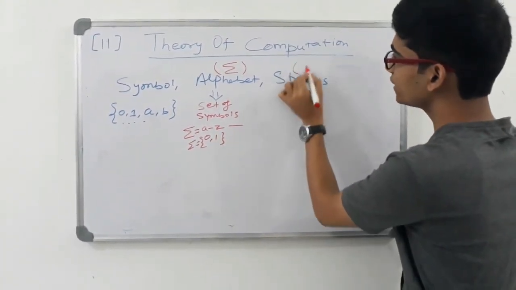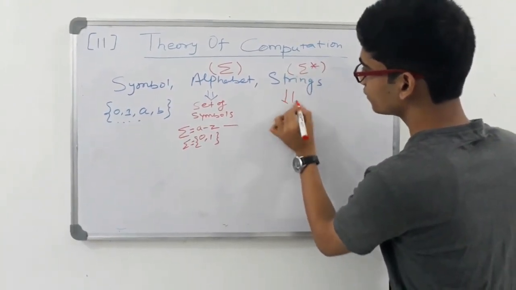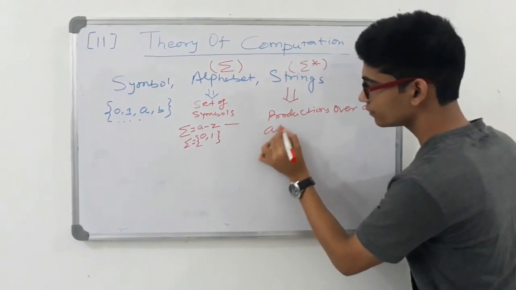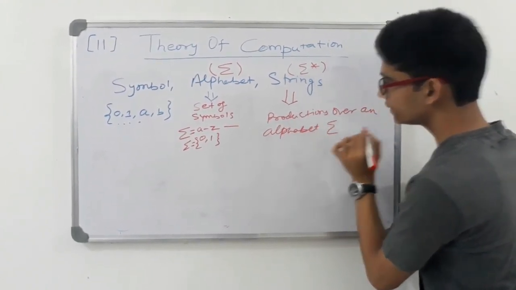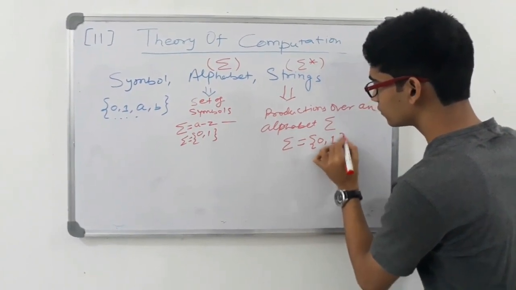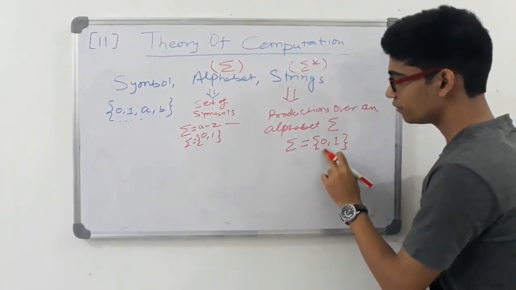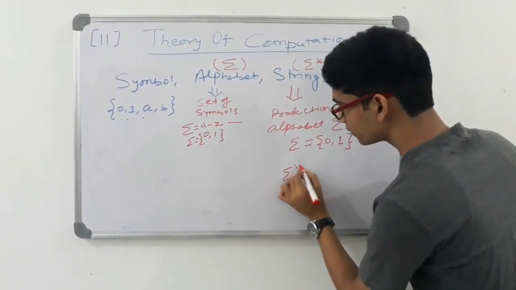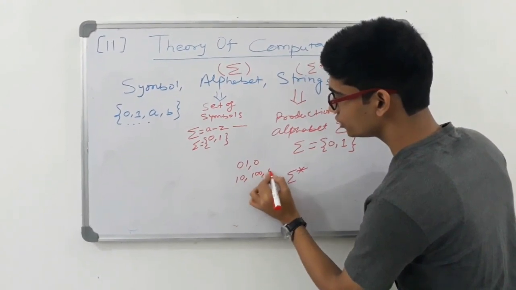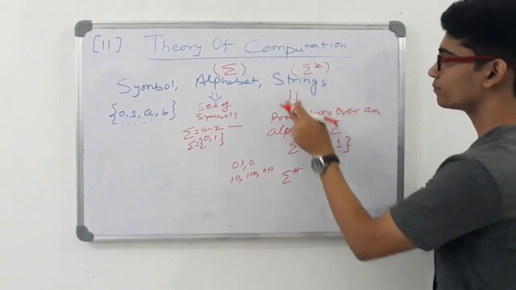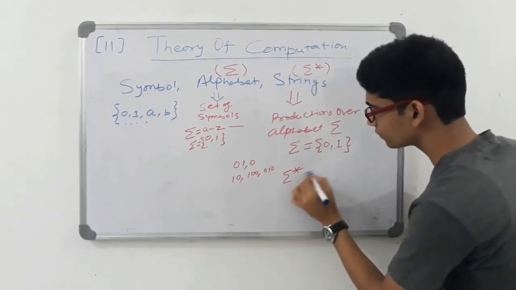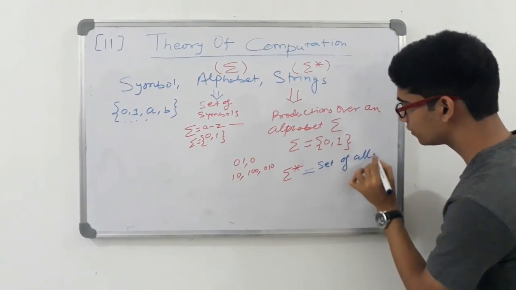And strings are denoted by sigma star. Strings are productions over an alphabet sigma. So when we consider an alphabet, say sigma equals 0, 1, we have only two symbols, 0 and 1. So what will be sigma star? Productions over this 0, 1. So 0, 1, or 0, or 1, 0, 1, 0, 0, 0, 1. Any combination of 0, 1 will be a string, a production over this alphabet. So sigma star will be basically the set of all binary strings.